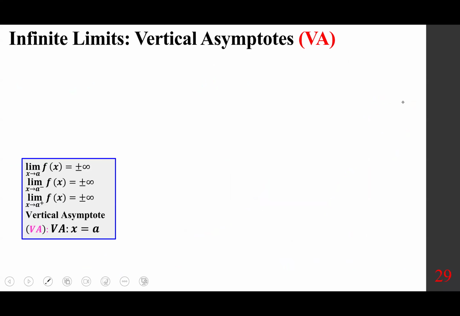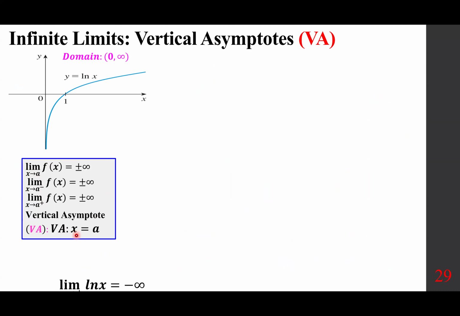Now, infinite limits, vertical asymptotes, VA. Reminding you, by definition, if the limit of f of x as x approaches a, or a from the left, or a from the right, is negative or positive infinity, then VA, short for vertical asymptote, has the equation x equals a. For example, everybody is familiar with the graph of y equals ln x, where the domain is 0 to infinity, and you notice the limit of ln x as x approaches 0 from the right is minus infinity, which makes the y-axis, or x equals 0, its vertical asymptote.